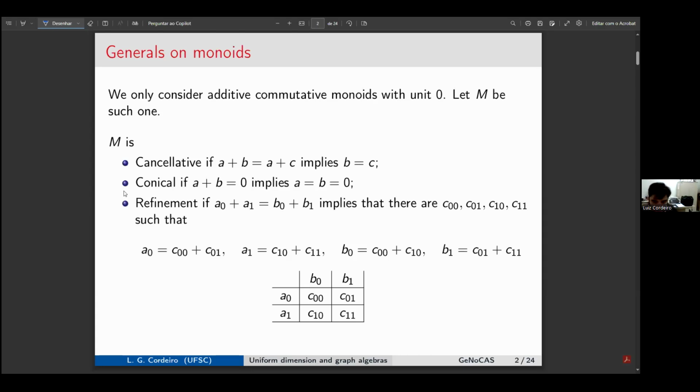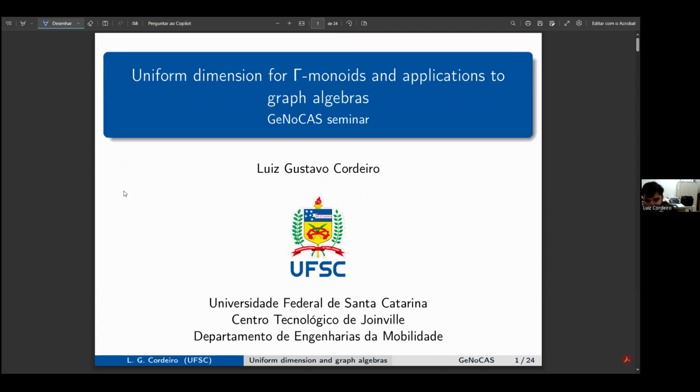Our main idea was, as the title says, to generalize or adapt some notions from general algebra to monoids, and then our main focus was to apply that to graph algebras. So I'll start by showing what our work on the theory of monoids was, and at the end we'll end up specializing that to graph algebras.